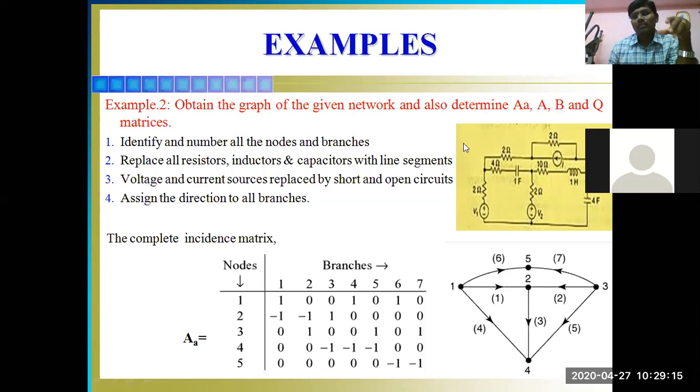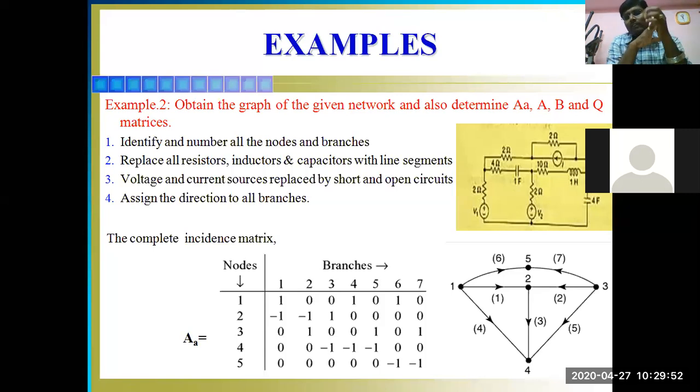Then we need to find the 4 matrices that we derived. We know the procedure to find the graph of the given network. First we need to identify the nodes, where the current division takes place. So how many nodes are there in the given network? Just have a glance over the network and identify the nodes.